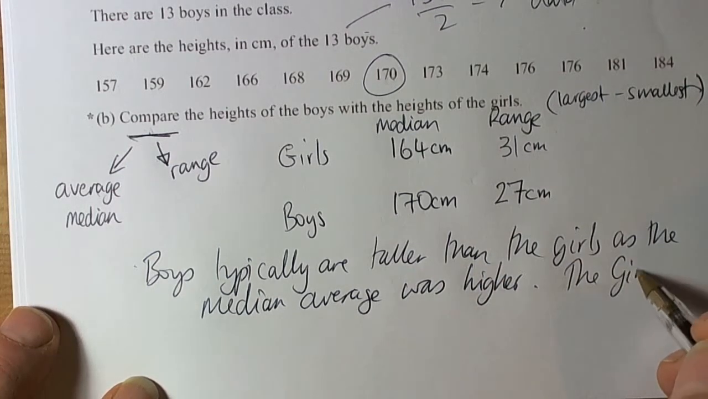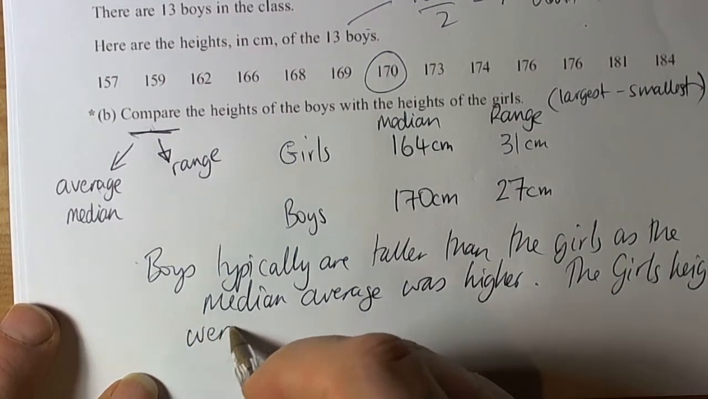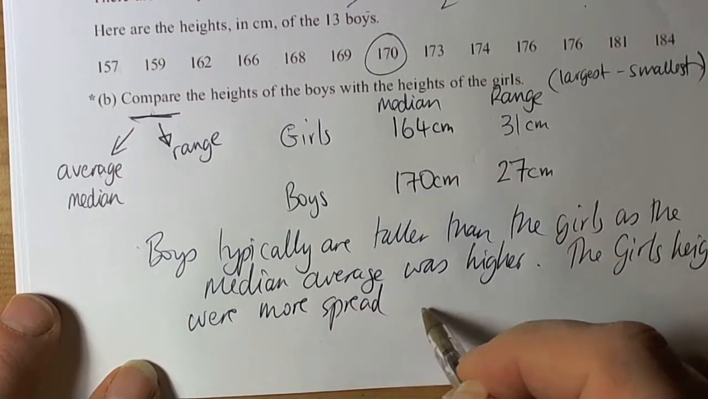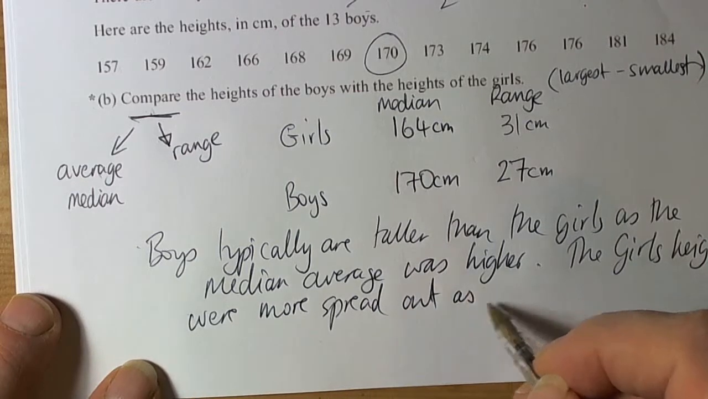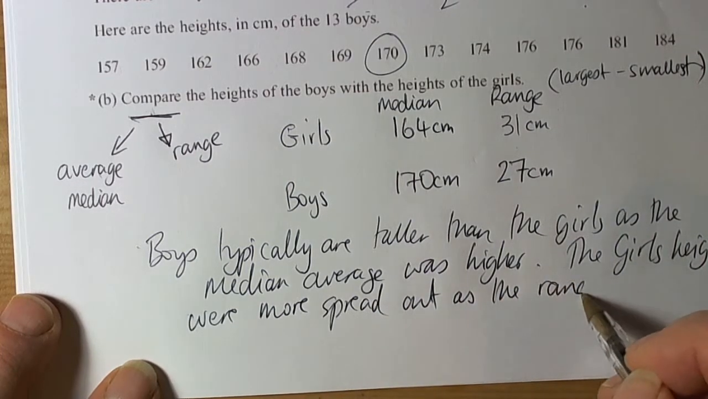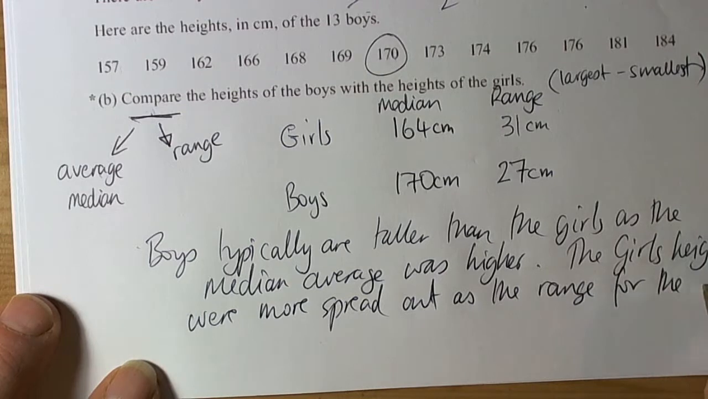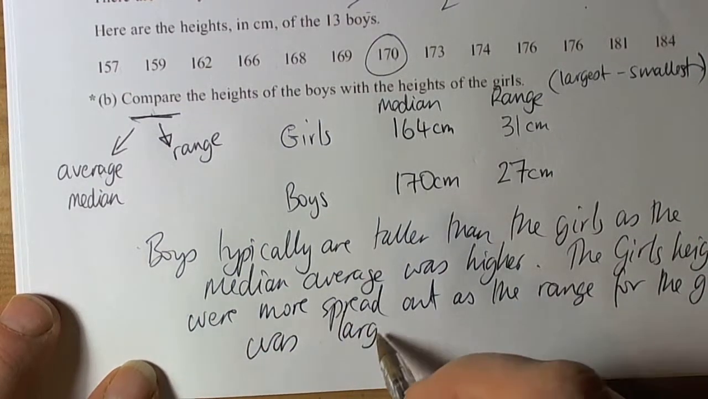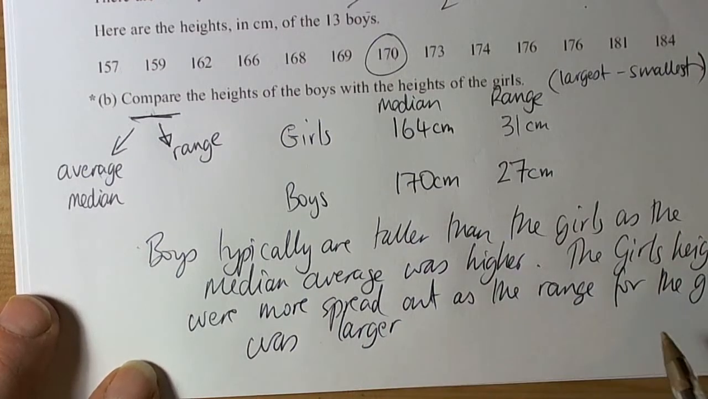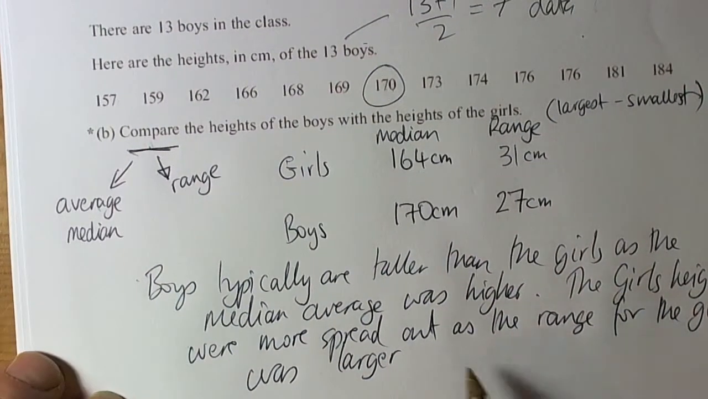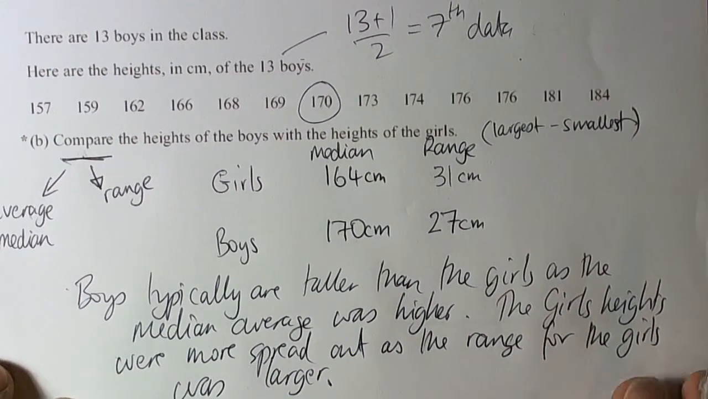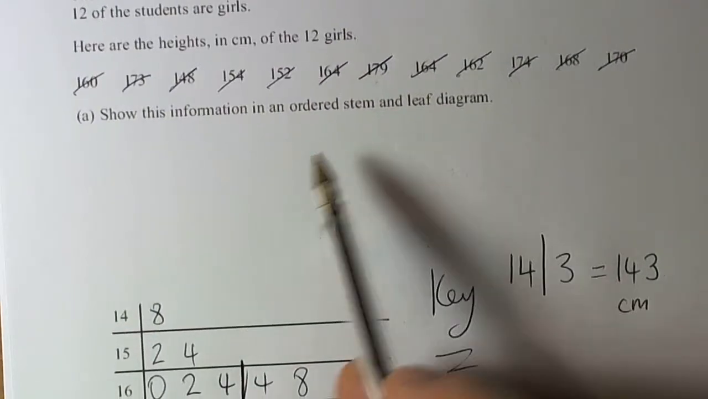The girls' heights were more spread out as the range for the girls was larger. Remember, the larger the range, then the more spread out your data is, the more distributed it is. And those kind of statements will give you the marks. So that's how we can do a stem and leaf diagram type question.